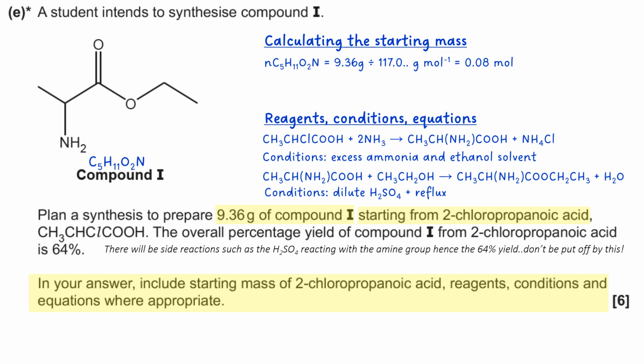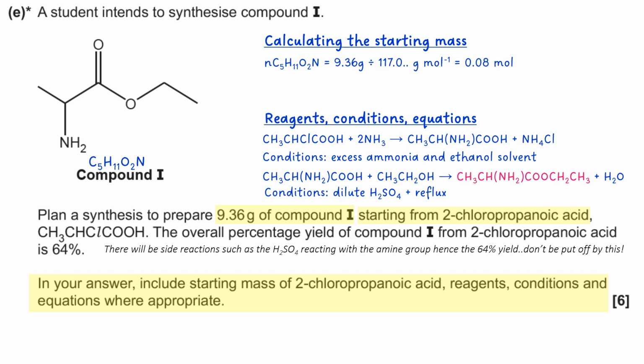The H2SO4 might react with the amine group. That could also be a reason that the 64% yield is there rather than a high yield. Don't be put off by that, just use the organic chemistry knowledge you have already to proceed.